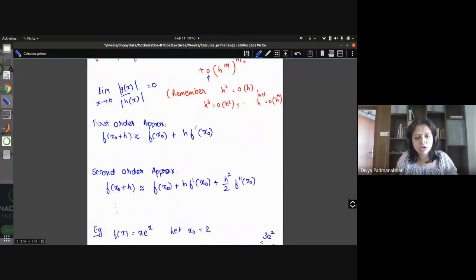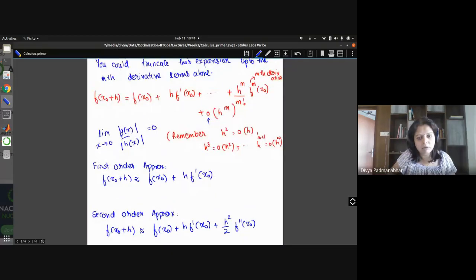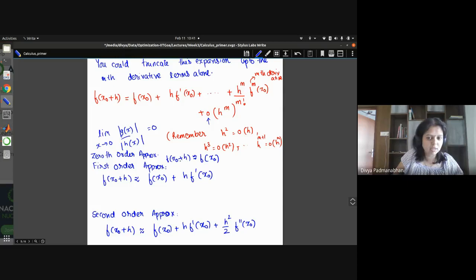Now the 0th order approximation is nothing but f of x naught. You're not making use of any other derivatives, so that is what you mean by 0th order. The 0th order approximation is just f of x naught plus h is approximately f of x naught. You can see that this is going to be a very bad approximation, because you're just approximating with the point value there.